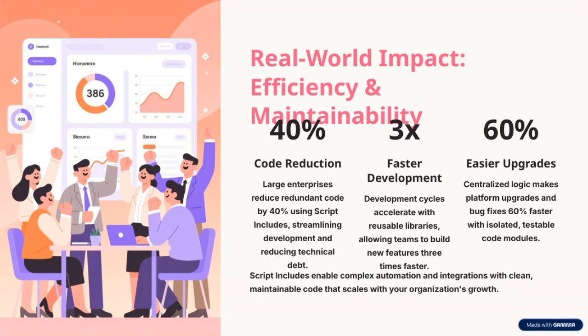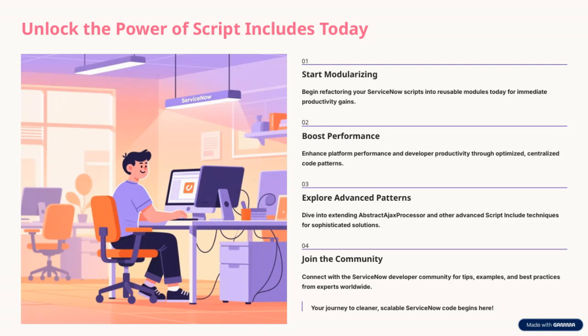In terms of development speed, reusable libraries play a crucial role. They help us accelerate our development cycles, allowing teams to build new features up to 3 times faster than before. And for large enterprises, using script includes significantly cuts down redundant code by around 40%. This streamlining reduces technical debt and makes ongoing development more efficient. Overall, these improvements translate into better efficiency and easier maintainability, which are key to supporting growth and innovation across the organization. And here we are at the final step in your journey toward cleaner, more scalable ServiceNow code.